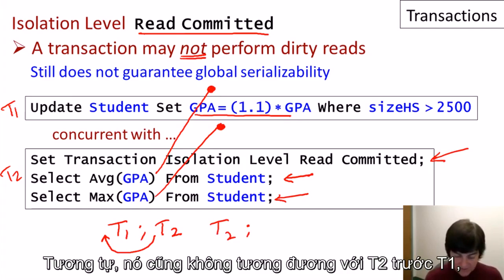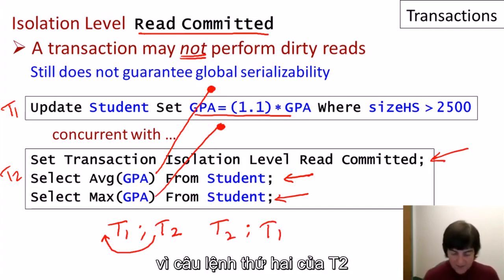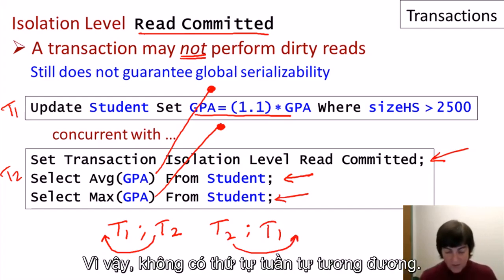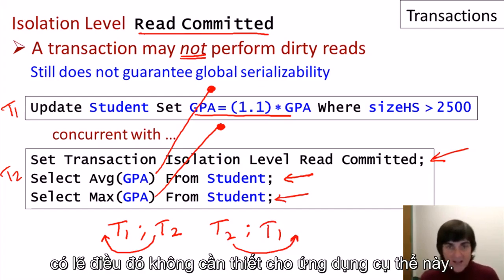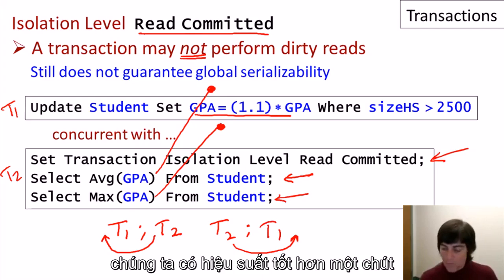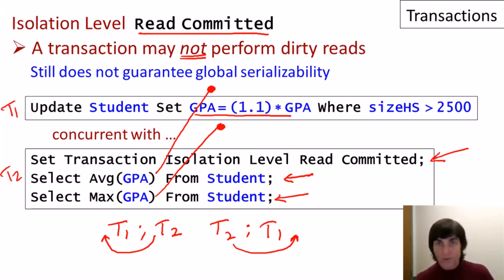Similarly, it's not equivalent to T2 followed by T1 because T2 is reading in its second statement the state of the database after T1. So there's no equivalent serial order, but again, perhaps that's not needed for the particular application, and by using read committed, we do get somewhat more performance than we would have if we were serializable.